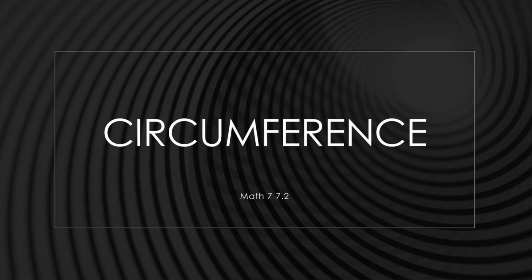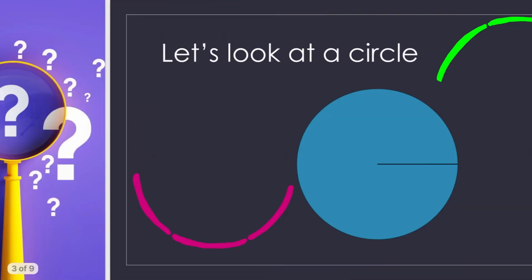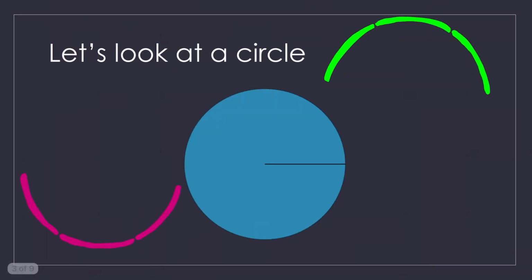This video is going to go over circumference and where that comes from and the basic formulas thereof. Before we get started, you need to know the definitions of circumference, pi, and radius, and we are going to go over those throughout the video, but it helps if you know them right away. So let's take a look at a circle.